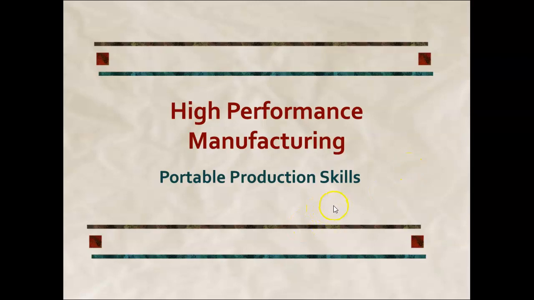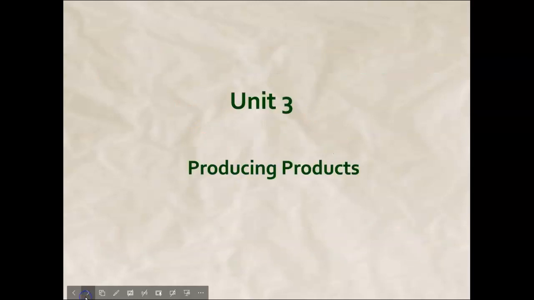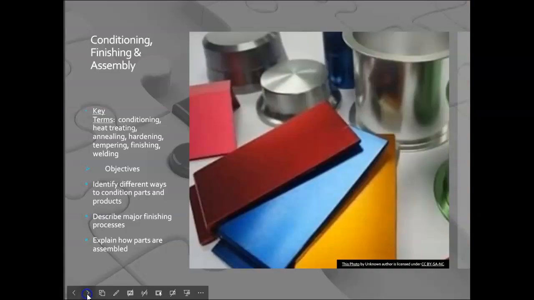All right, so today we are continuing with chapter 10 as far as going over the way products are produced and all of our different production processes. So, this lecture is going to be all about conditioning, finishing, and assembly. Your key terms to get to know are conditioning, heat treating, annealing, hardening, tempering, finishing, and welding. So you want to make sure that if you don't know what those are, you get to know them.